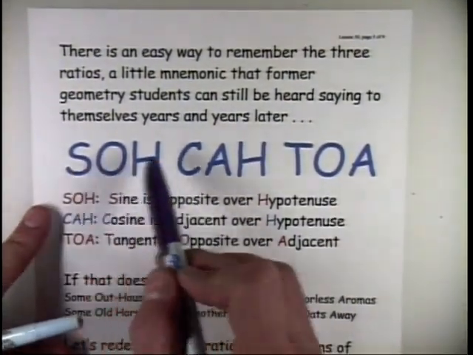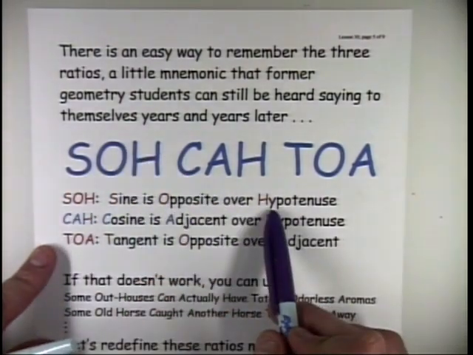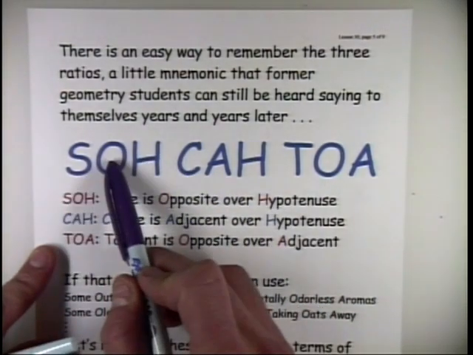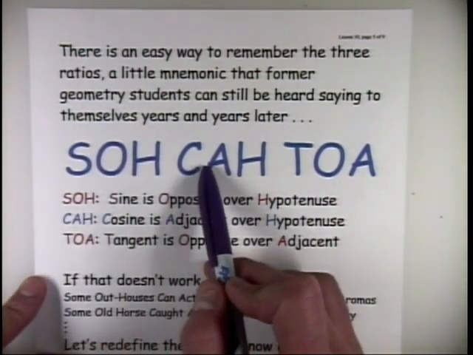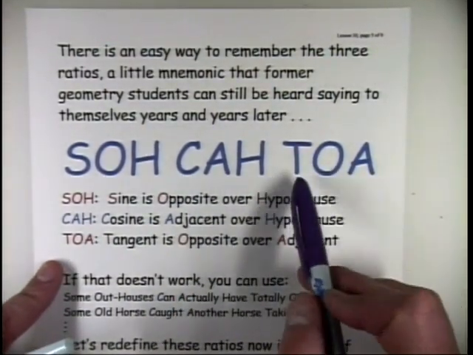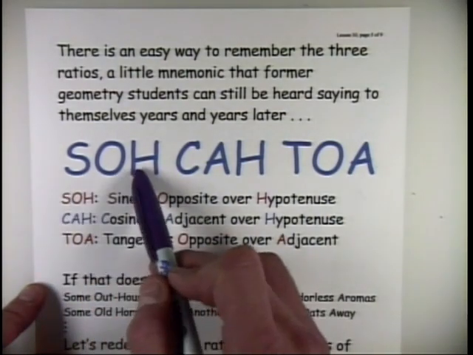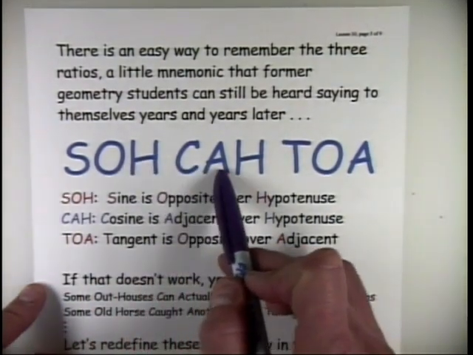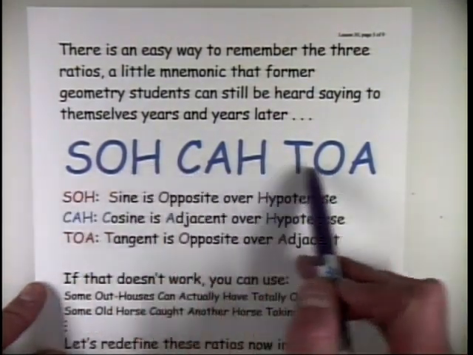Well, SOH, S-O-H. S is for sine, O is for opposite, H is for hypotenuse. So the sine ratio is the opposite over hypotenuse. The cosine, C, is adjacent over hypotenuse, so that's how you get the CAH. And TOA, that means tangent, is the opposite over the adjacent. Sine, opposite over hypotenuse. Cosine, adjacent over hypotenuse. Tangent, opposite over adjacent. SOHCAHTOA, okay?